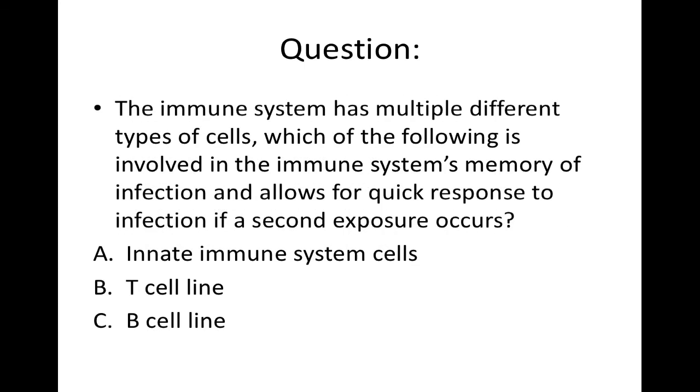And for my second question, the immune system has multiple different types of cells. Which of the following is involved in the immune system's memory of infection and allows for a quick response to infection if a second exposure occurs? A, the innate immune system cells, B, the T cell line, or C, the B cell line?